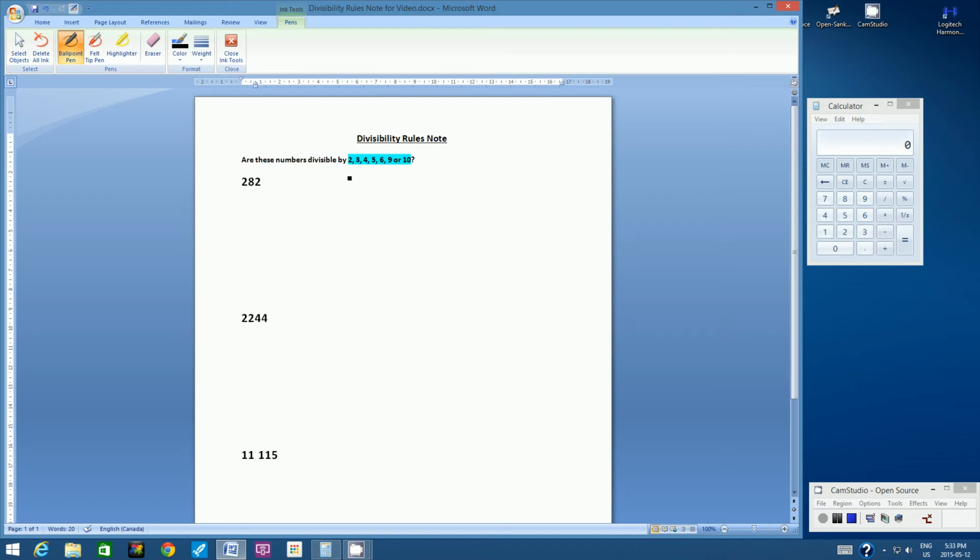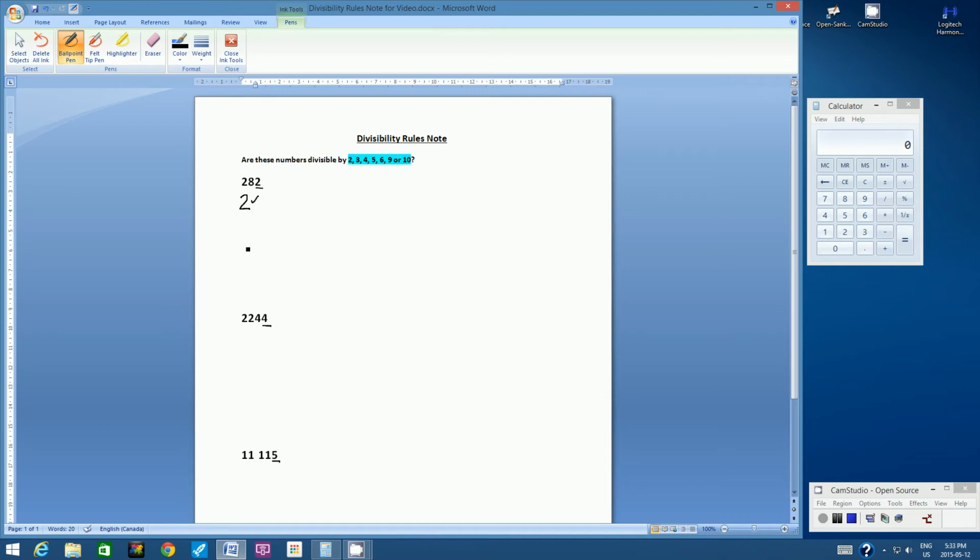In order to determine whether a number is divisible by 2, we look at the ones column. I'm going to highlight this ones column and this ones column. All you need to ask yourself is: is the number in the ones column divisible by 2? Or another way you can look at it, is it an even number? If I look at the ones column in the number 282, I see that the number in the ones column is 2. Is 2 divisible by 2? Yes, it is. So I know that this number is divisible by 2.